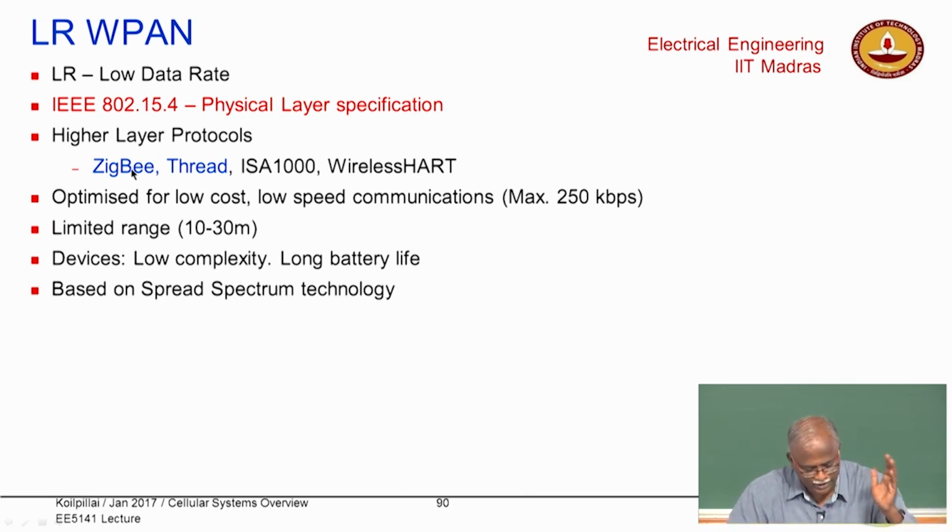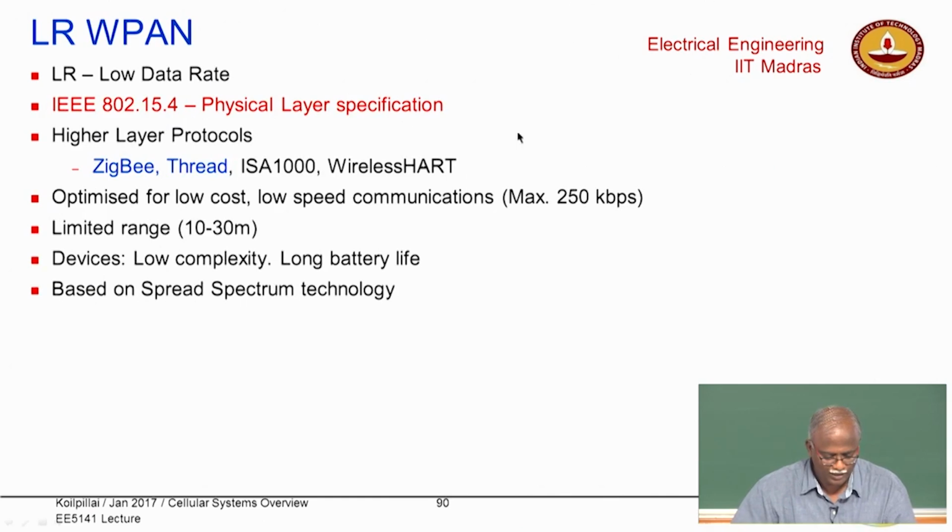On top of that, you can have a standard called Zigbee or Thread. There are also standards called WirelessHART, and these are devices which have very long battery life, and range is limited to 10 to 30 meters, but again have very unique niche applications.